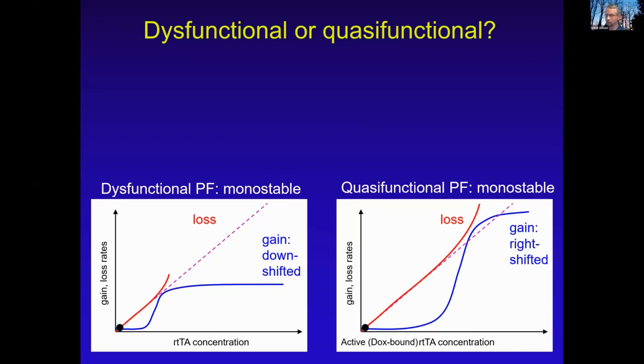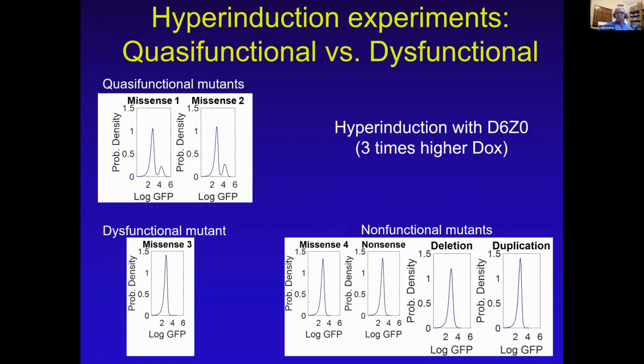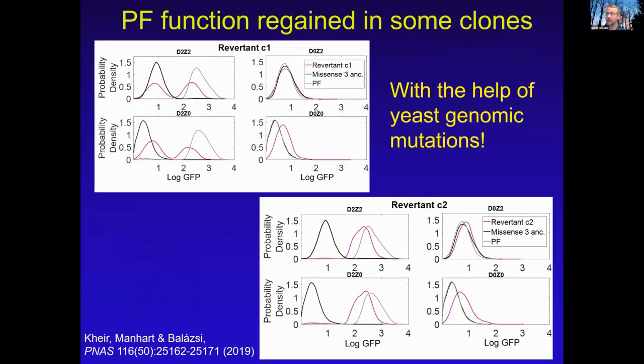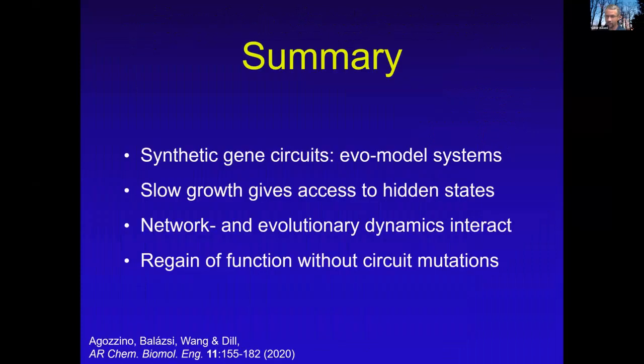And long story short, we found a way to distinguish them. And that is by adding hyperinduction, which means moving the red curve up without changing growth. And this is what I'm illustrating here. So you start here, you move it up. And for the right shifted case, you can get one more minute. Yes, and I'm finishing up. This is how we could classify these mutants according to the falling down or shifting right. And we got repair of this gene circuit and we identified the mutations.